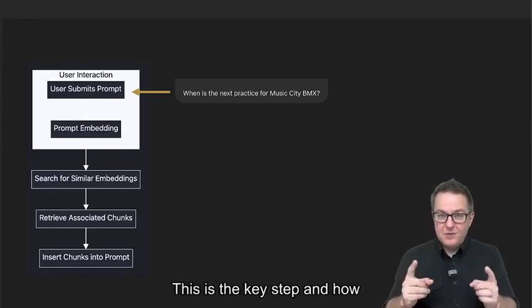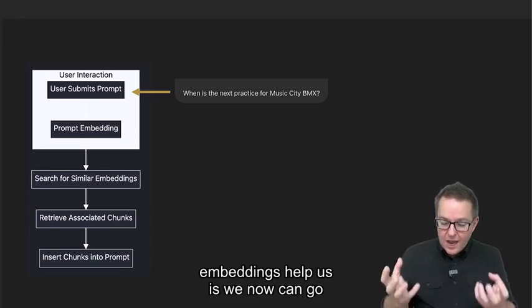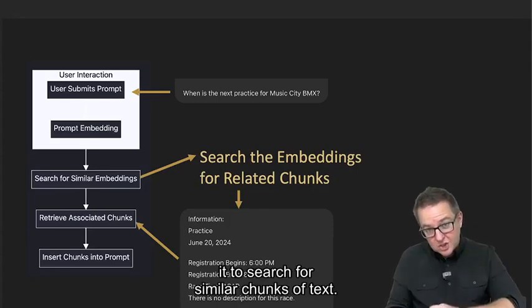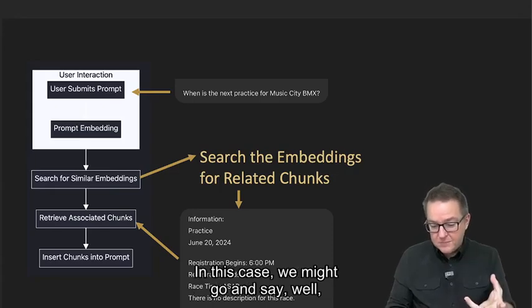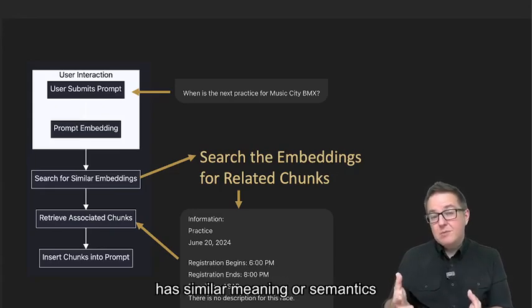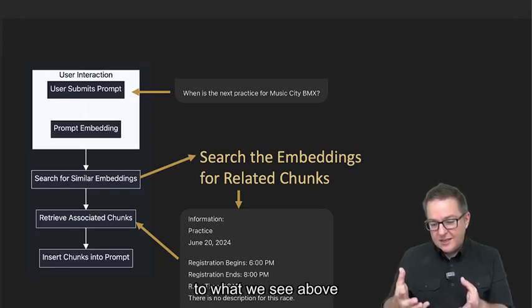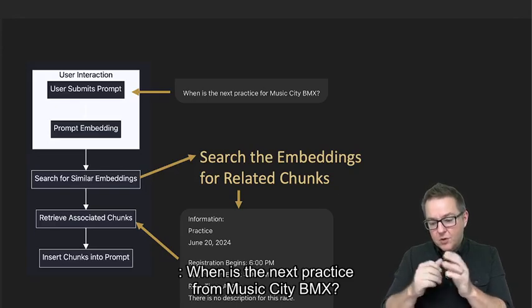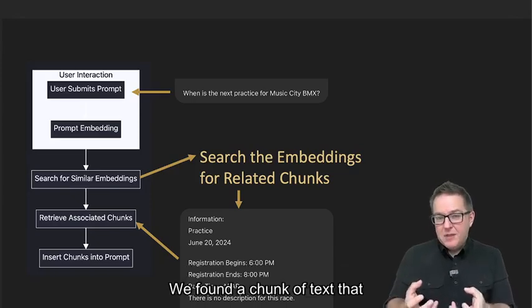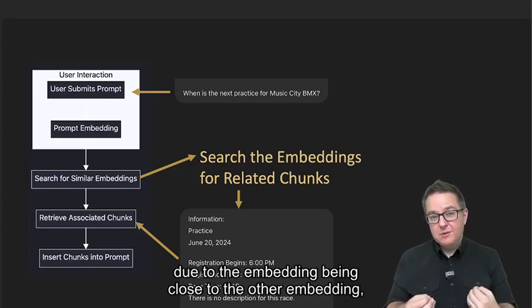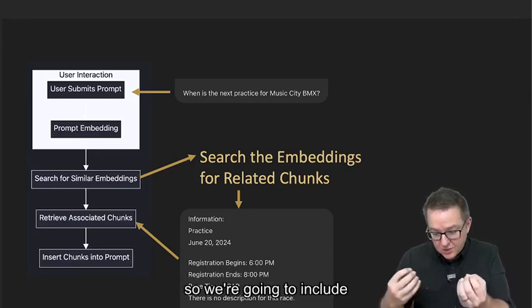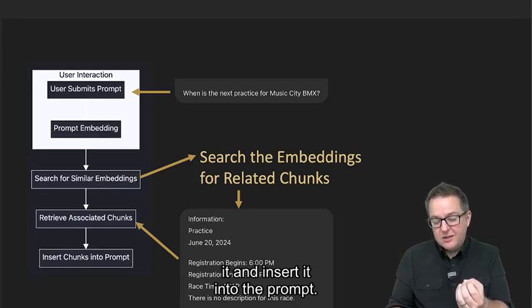This is the key step and how embeddings help us: we can now take the embedding for the prompt and use it to search for similar chunks of text. So in this case, we might say, well, this chunk of text, interestingly, has similar meaning or semantics to what we see above: When is the next practice for Music City BMX? So we found a chunk of text that, due to its embedding being close to the embedding of our prompt, is a relevant chunk of text, so we're going to include it and insert it into the prompt.